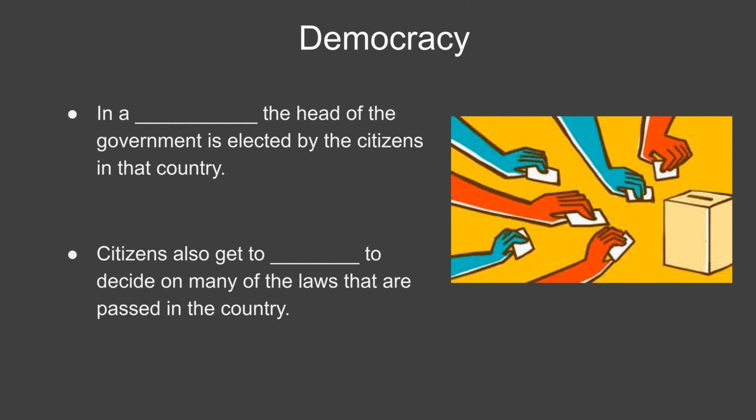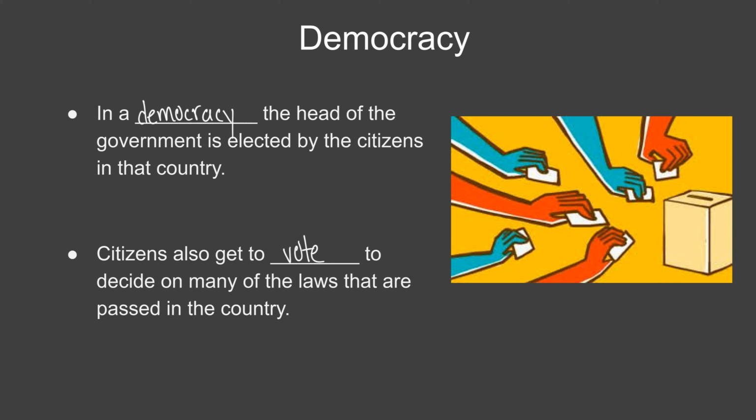The next type of government that we're going to look at is a democracy. And in a democracy, the head of the government is elected by the citizens in that country. And citizens also get to vote to decide on many of the laws that are passed in that country. So you can see in a democracy, the citizens have a lot of power, which means that the government has less control over those citizens.